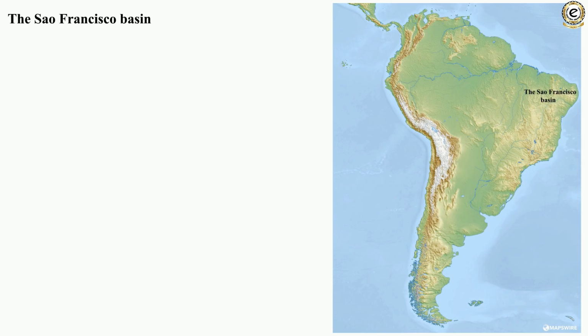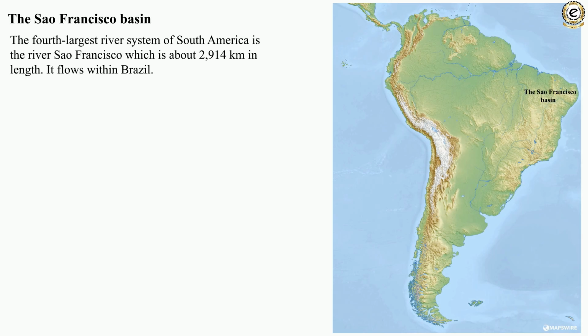The São Francisco Basin. It is the fourth largest river system of South America, and it is the river São Francisco, which is about 2914 kilometers in length. It flows within Brazil and it originates northwest of the city of Belo Horizonte.